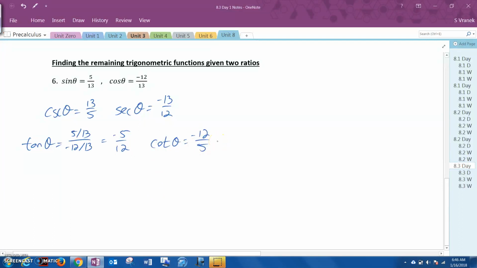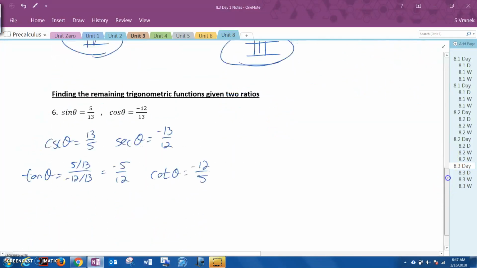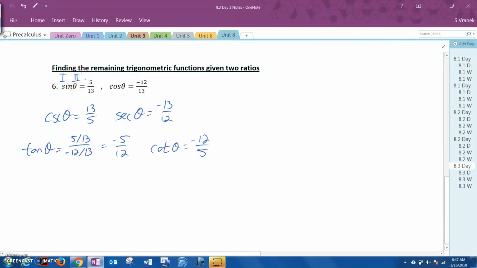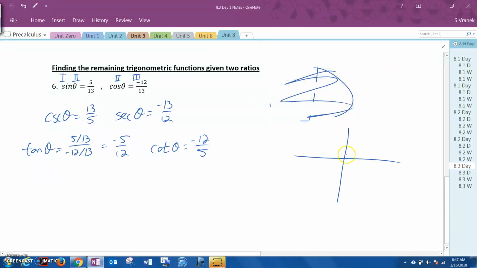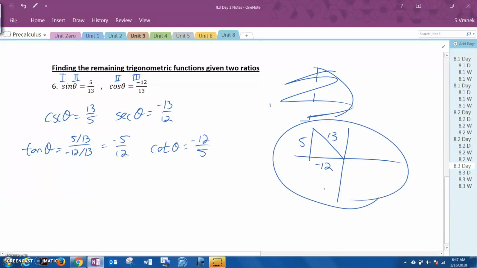Sometimes this doesn't work as well, because sometimes I'll give you tangent or secant or something. This problem you can do this way, but what you can also do is draw the triangle. Sine is positive, and if you look back at the All Students Take Calculus thing, that's in 1 and 2. But cosine is negative, and that's in 2 and 3. So the angle is in quadrant 2. If sine is 5 over 13, that's that. If cosine is negative 12 over 13, that's that. And that makes sense, that is quadrant 2. And then you can get all 6 of them from your triangle as well. So either way you want to do that, that works.